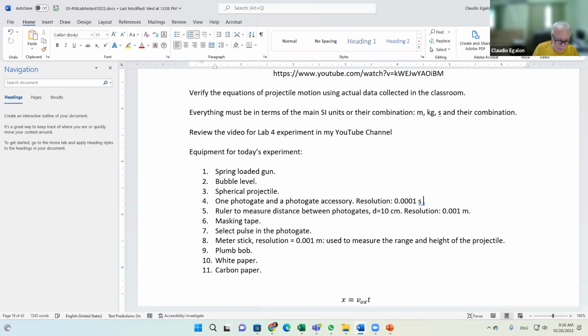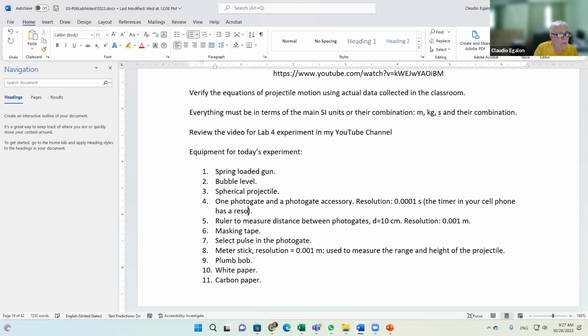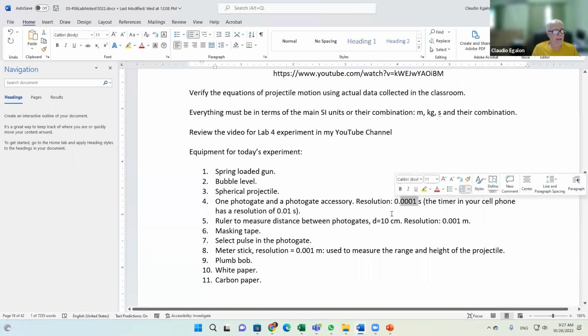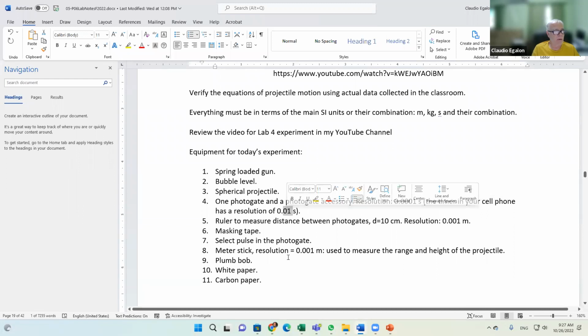0.0001. Just for comparison purposes, the timer in your cell phone has a resolution of 0.01 seconds. So this device has a resolving power two orders of magnitude better than your cell phone.